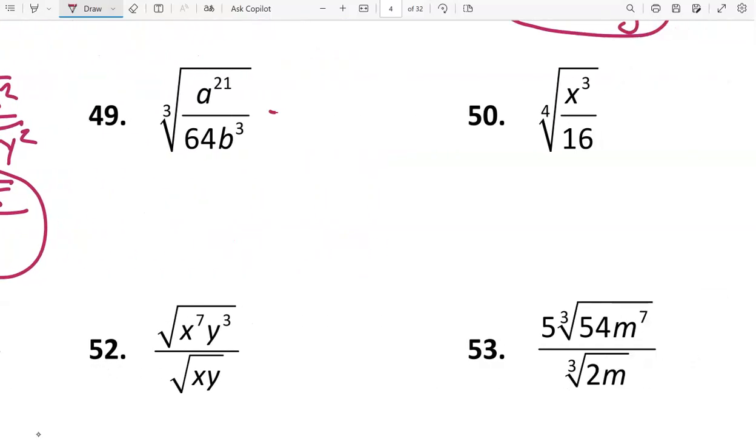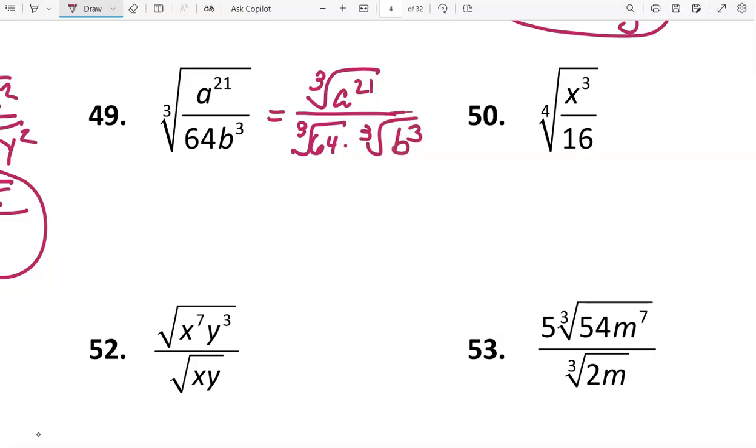In 49, third root of a to the 21st over 64b cubed is the third root of a to the 21st over the third root of 64 times the third root of b to the 3rd power. For variable expressions with exponents, divide the index into the exponent. 3 into 21 goes 7 times, so the numerator is a to the 7th. Downstairs, the third root of 64 is 4, and the third root of b to the 3rd is just b.